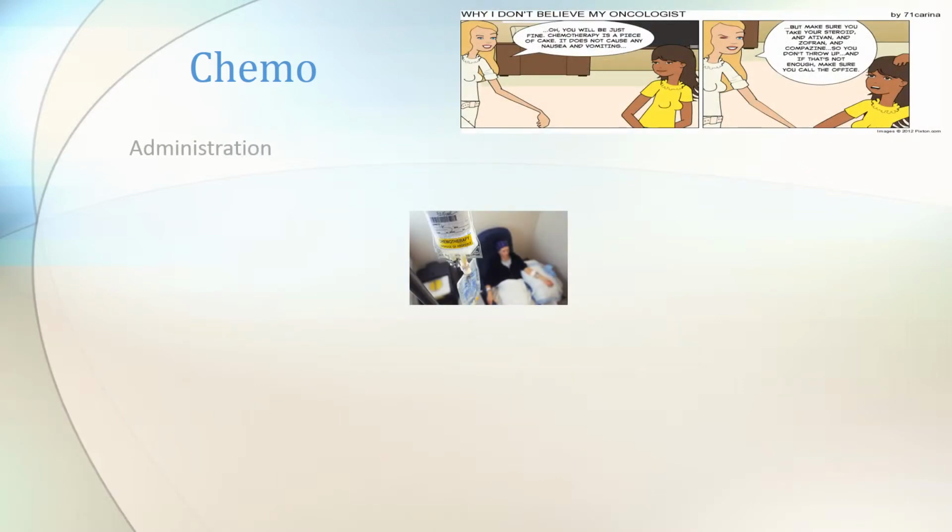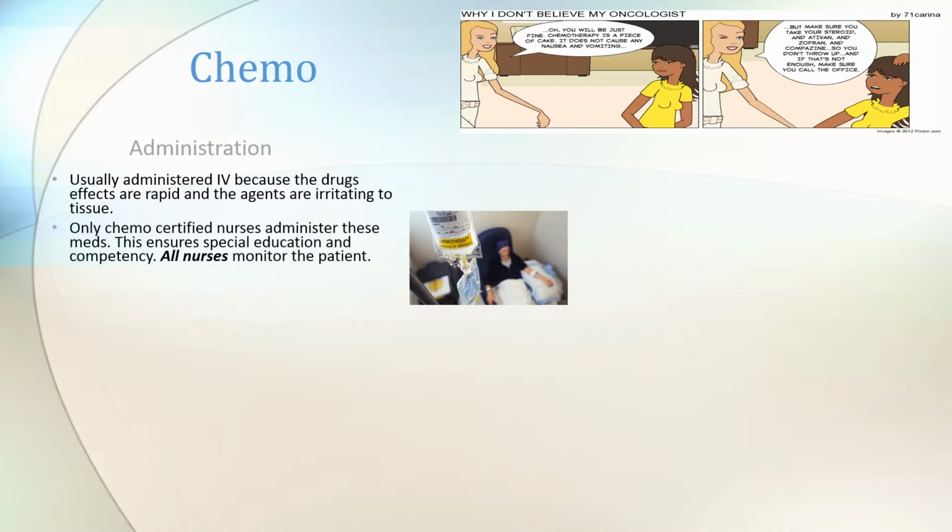Okay, let's discuss chemo administration. Chemotherapy is usually administered IV because the drug effects are rapid and the agents are irritating to tissues. Very rarely are they put through a peripheral line. Usually the patient will have a port implanted. Only chemo-certified nurses administer these medications. This ensures special education and competency, but all nurses monitor the patient.